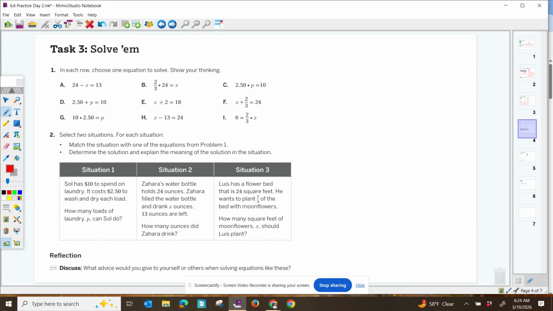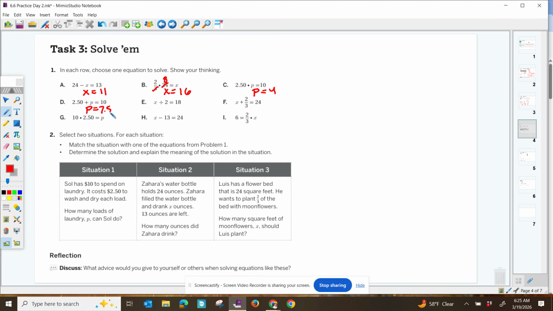In each row, choose an equation to solve. I'm going to solve them all. You can pick whichever ones you want, but like this first one, I subtract 24 from both sides. I get negative x equals negative 11, or x equals 11. If I do this one, I get that x equals 16, 2/3 of the 24, so the 3 and the 24 becomes 8. 2 times 8 is 16. And then lastly, p equals 4.